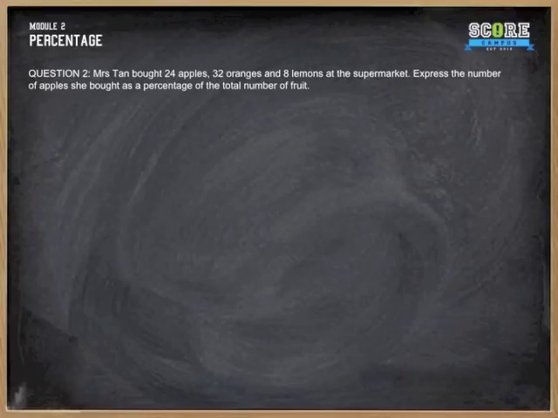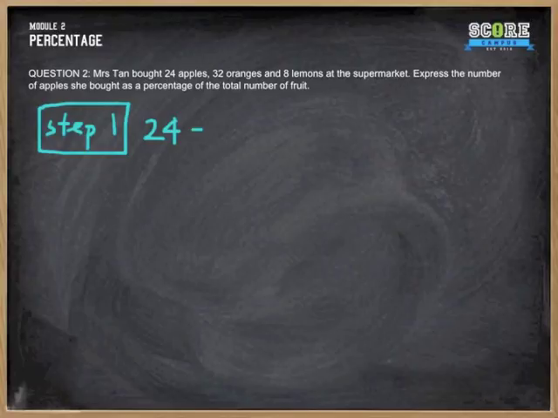Alright students, let's look at question 2. Mrs. Tan bought 24 apples, 32 oranges and 8 lemons from the supermarket. Express the number of apples she bought as a percentage of the total number of fruit. That's the question. So first, what is the first step? The first step is to find out how many fruit she bought all together. So step 1 is adding all the fruits up. 24 apples, 32 oranges and 8 lemons. What do you get? The total number is?